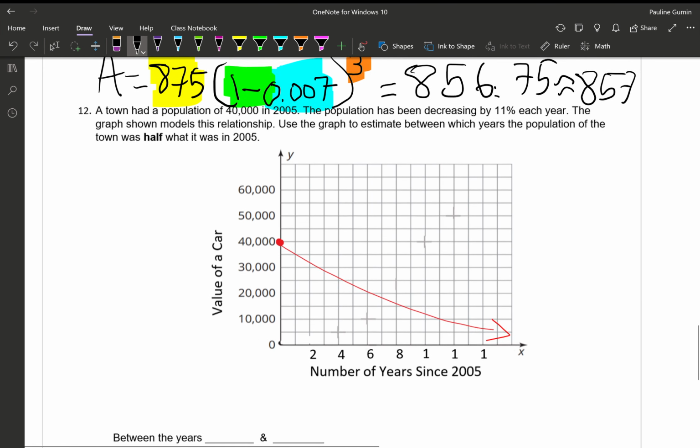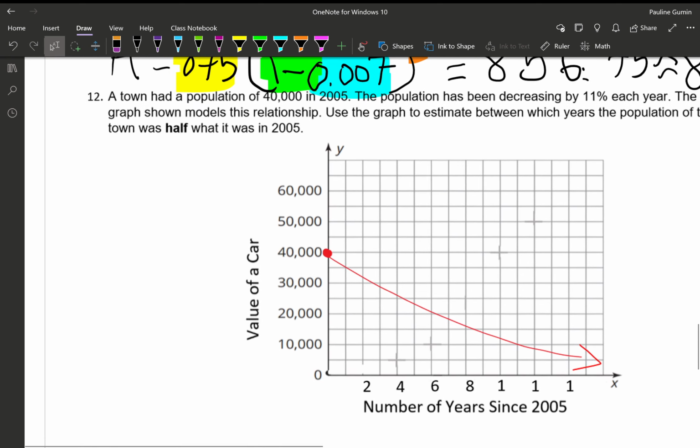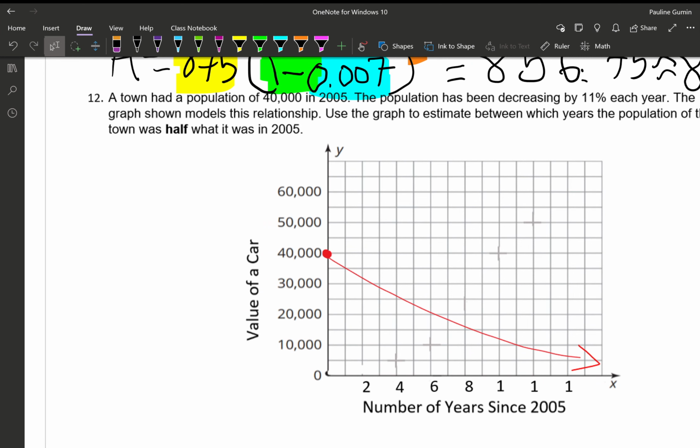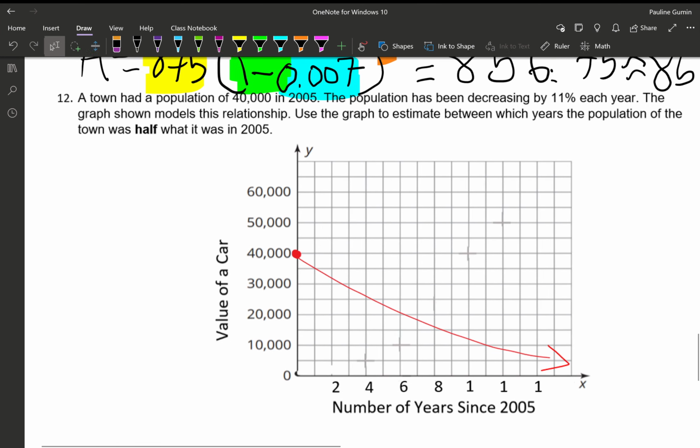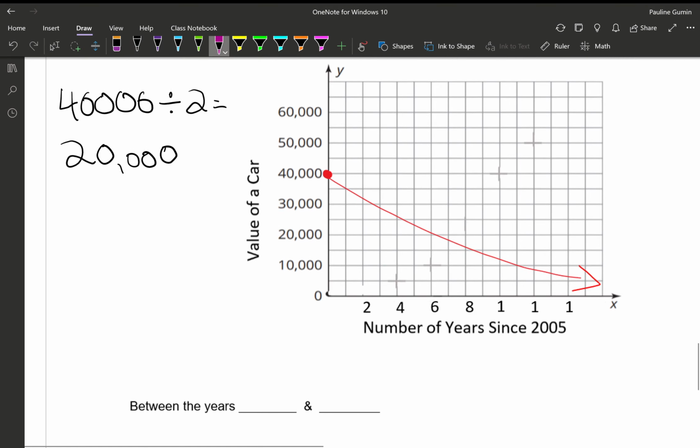Number 12. A town has a population of 40,000 in 2005. The population has been decreasing by 11% each year. The graph shown models the relationship. Let's use the graph to estimate, that's the key word, estimate, when the population of the town was half of the one in 2005. In order to find half, we divide 40,000 by 2. That's 20,000.